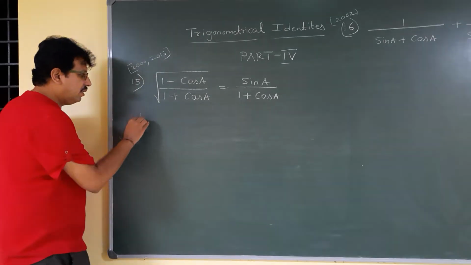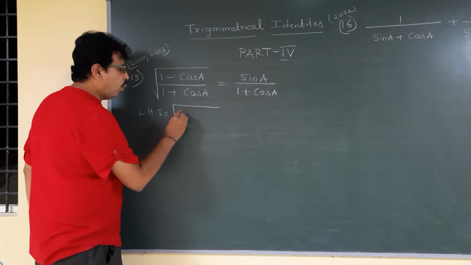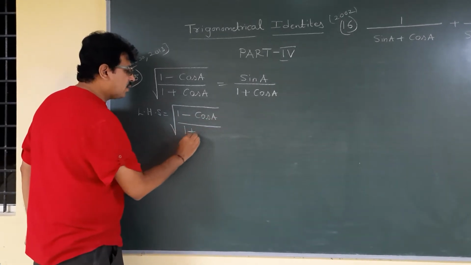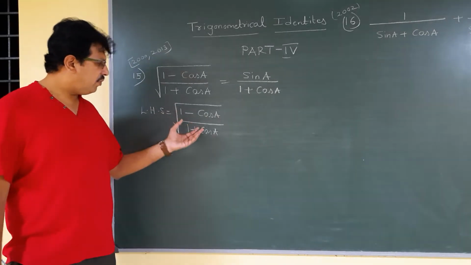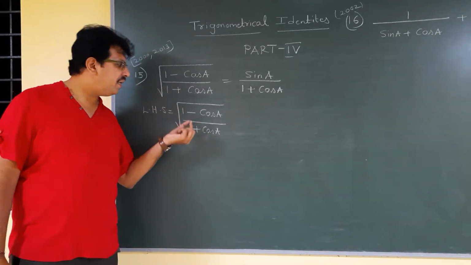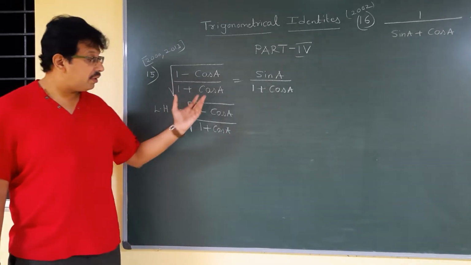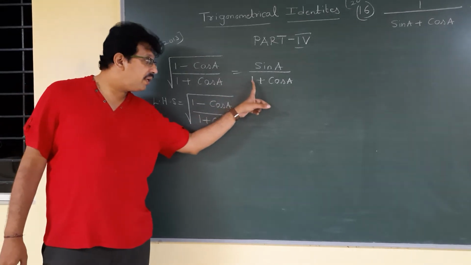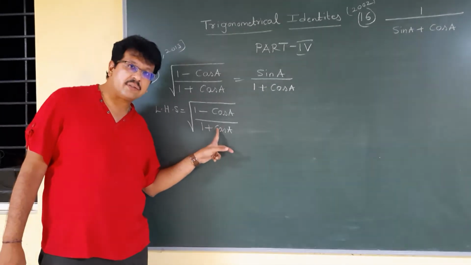So let us take the left hand side, LHS, the square root of (1 minus cos A) by (1 plus cos A). You know very well, whenever we get this 1 minus cos A by 1 plus cos A, immediately we start thinking that we should rationalize. But when you rationalize, you have to observe very carefully. Here the denominator is 1 plus cos A, so this 1 plus cos A has to remain as it is.